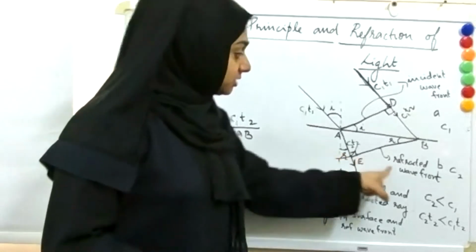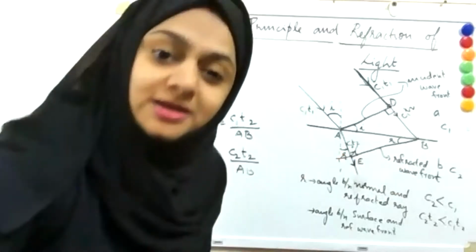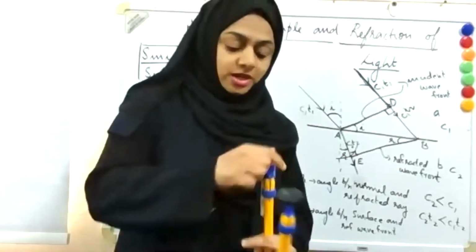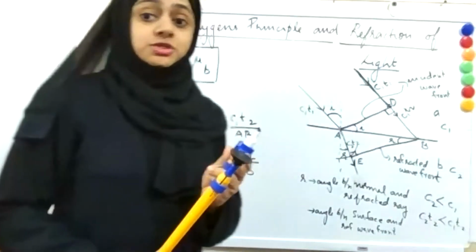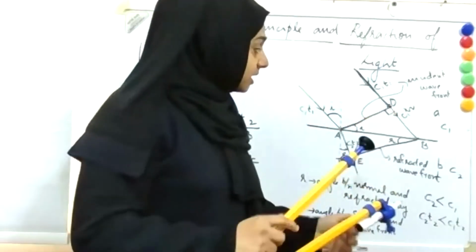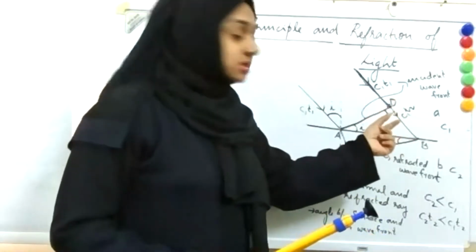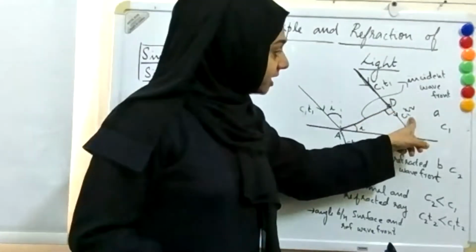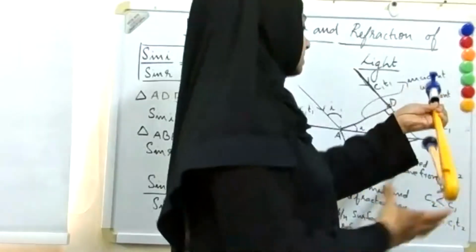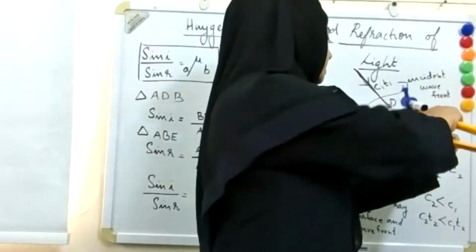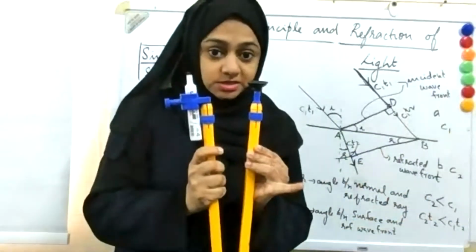Now to construct the refracted wavefront, I told you to take a compass. Yesterday I didn't have a compass with me. Now I have taken a compass. So how to construct that? You have to take this distance DB. So DB is c1 t2, where c1 is the speed of light in medium A. So I'll take this distance with the compass from B to D. So this is c1 t2. I got that distance here.